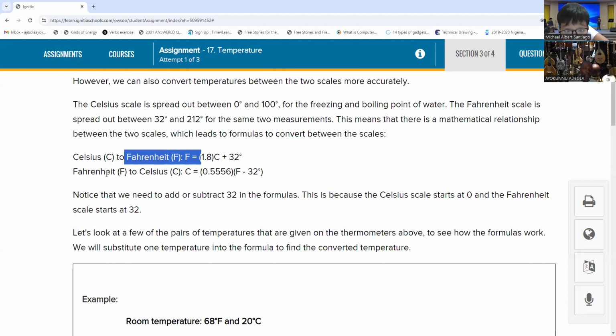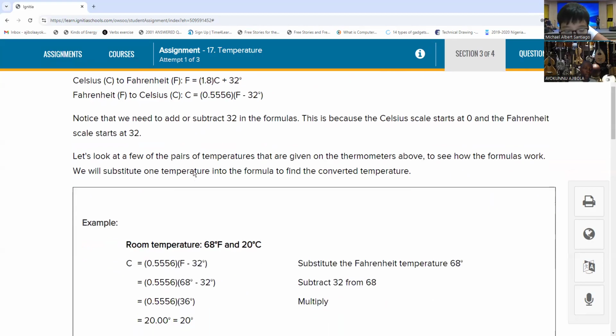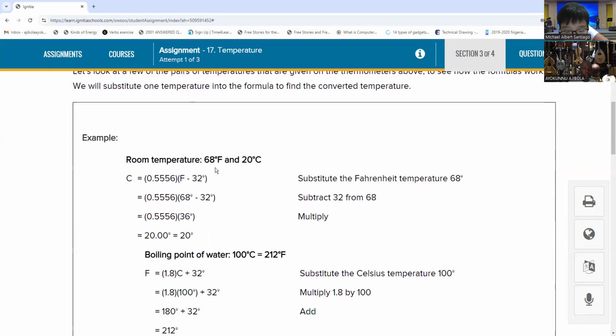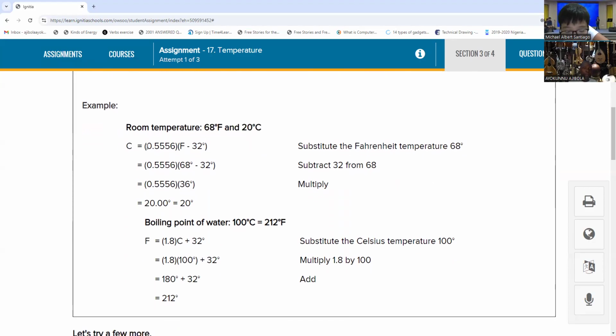But if you are converting from Fahrenheit to Celsius, you multiply by 0.5556, then you remove 32 from it. Let's see examples. Room temperature is 68 degrees Fahrenheit and 20 degrees Celsius. So from Celsius to Fahrenheit, we multiply.